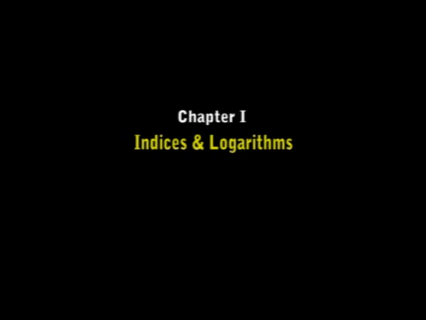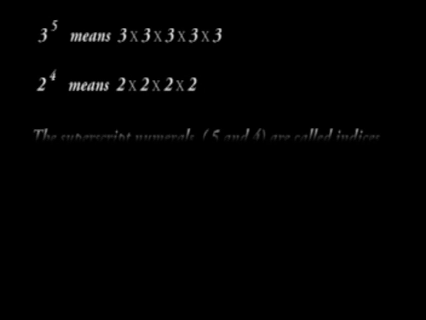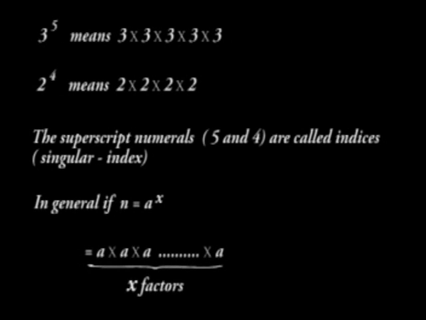Indices and logarithms. We've already learned that 3 raised to power 5 means 3 times 3 times 3 times 3 times 3. 2 raised to power 4 is 2 times 2, 4 times. The superscript numerals 5 and 4 are called indices. In singular, it's called an index. In general, a raised to x is equal to a times a times a, x times.